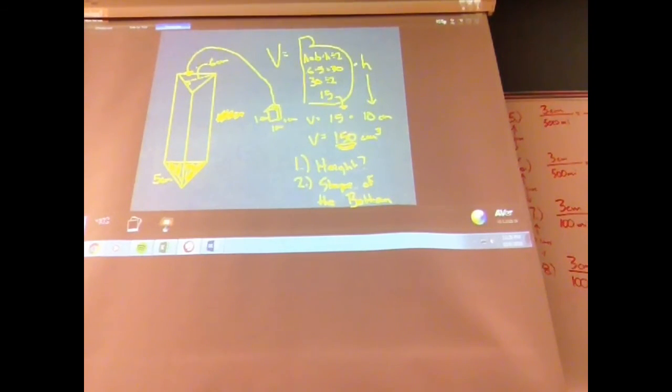Okay? If you guys have any questions, you guys know you can always come find me in room 12. But remember, the only thing that changed between the triangular prism and the rectangular prism was the formula that went inside for the area of the base, or the area of the bottom.